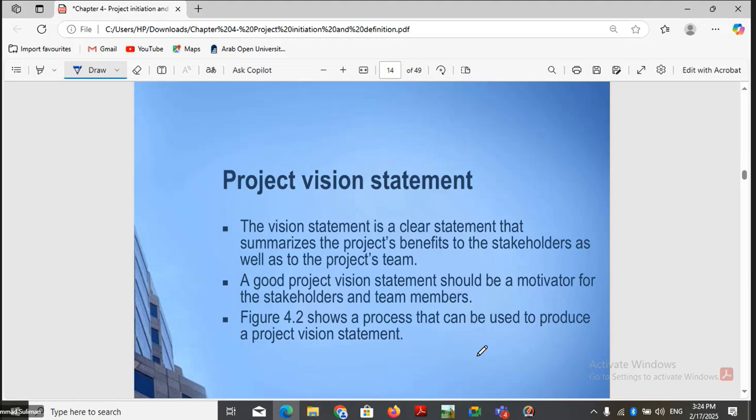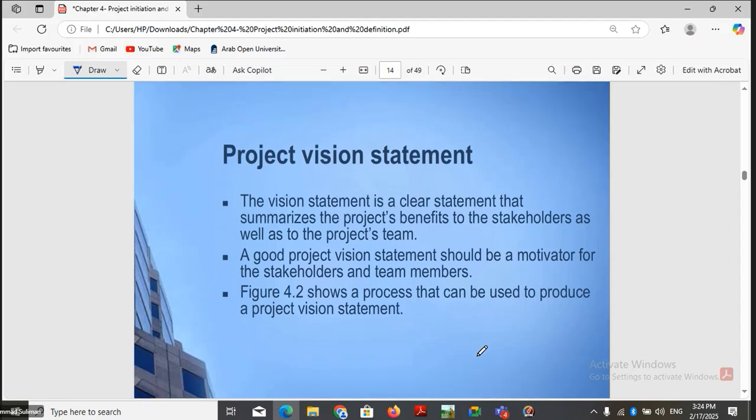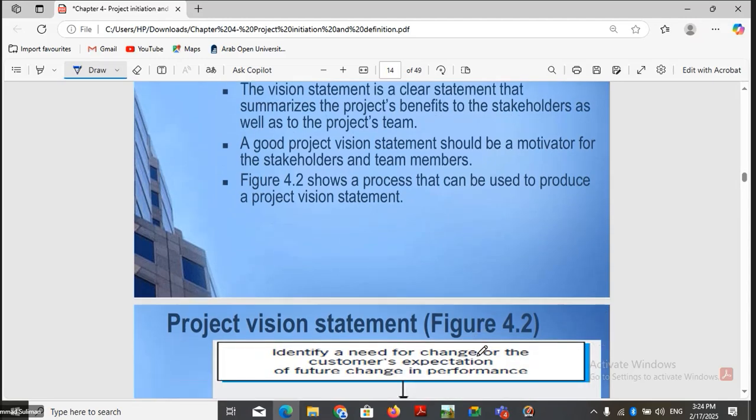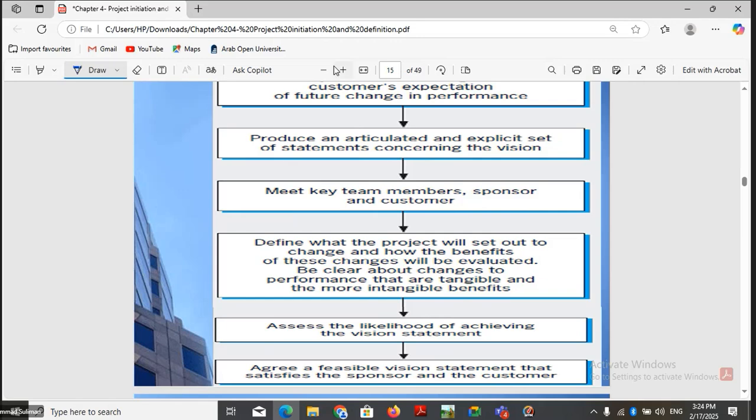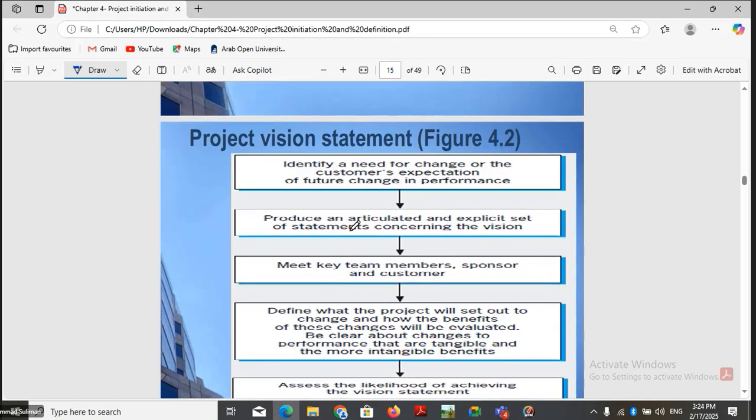The next topic here is the project vision statement. The vision statement is a clear statement that summarizes the project benefits to the stakeholders as well as to the project team. So a good project vision statement should be a motivator for the stakeholders and team members. We can see in figure 4.2 a process that can be used to produce a project vision statement. You can produce a vision statement by following this process.